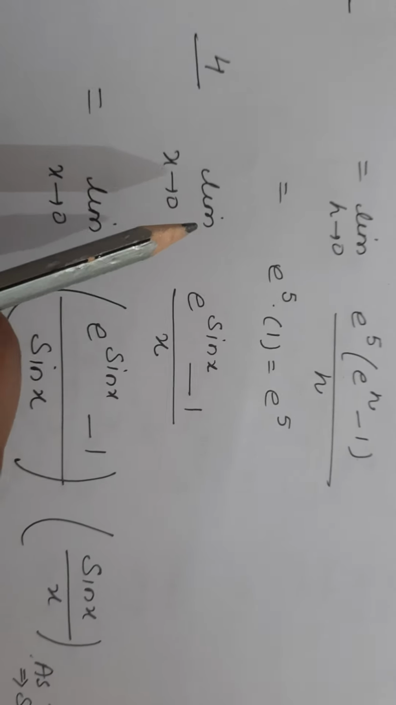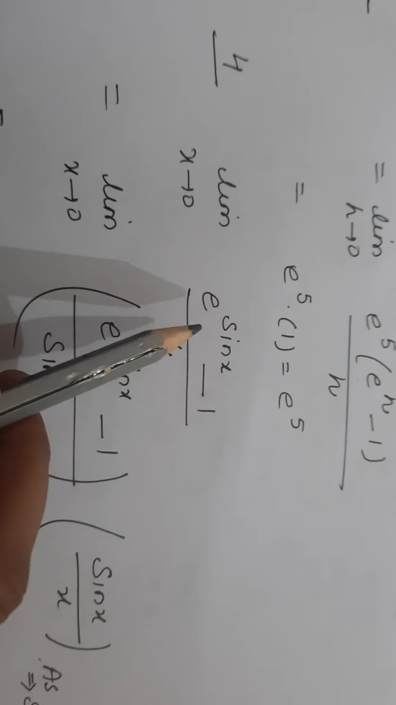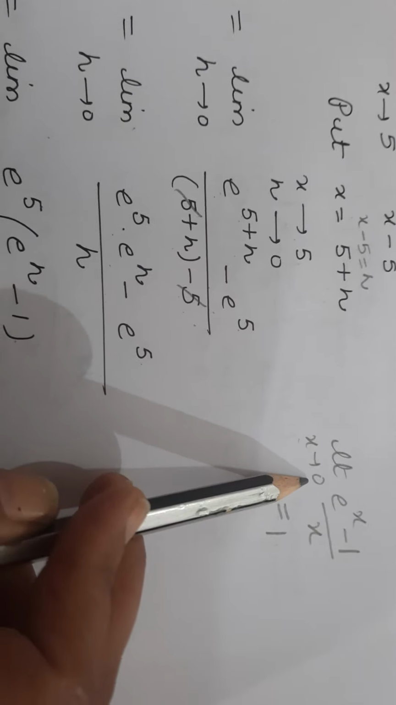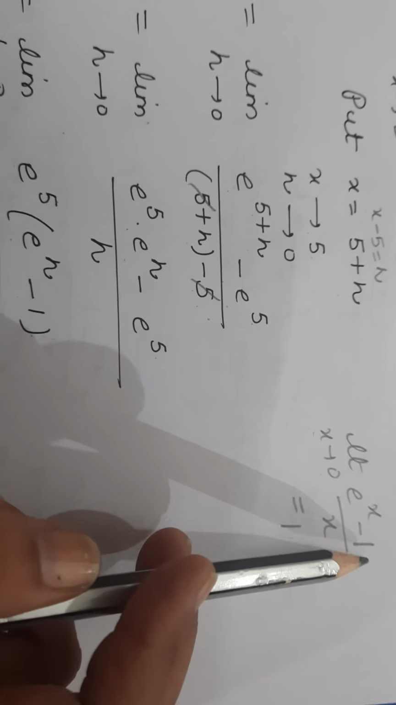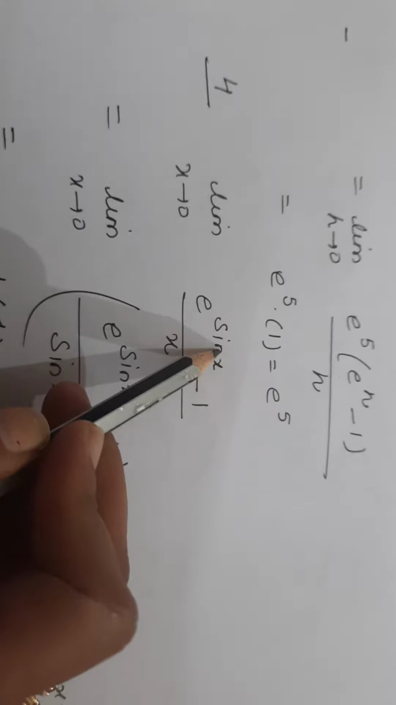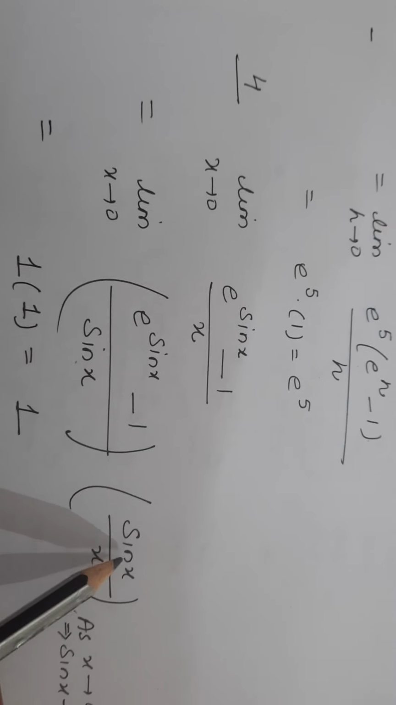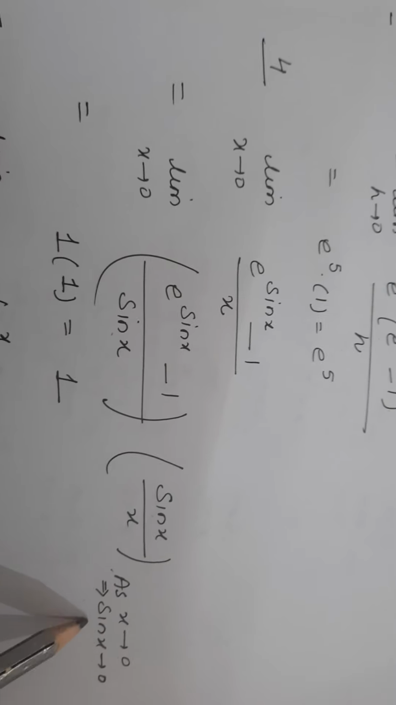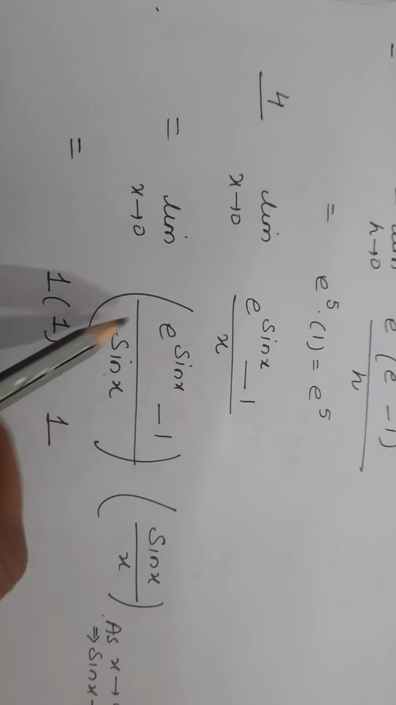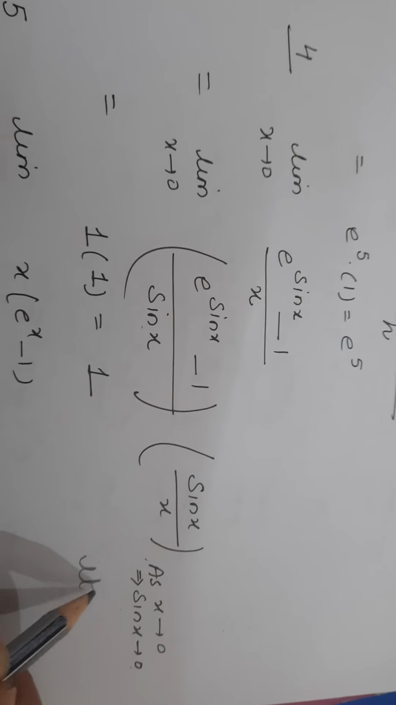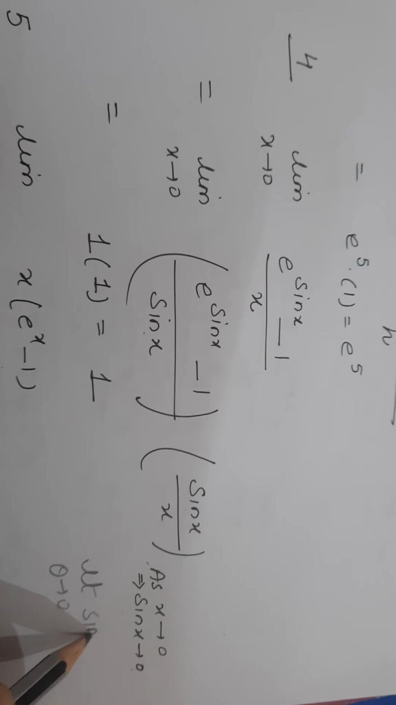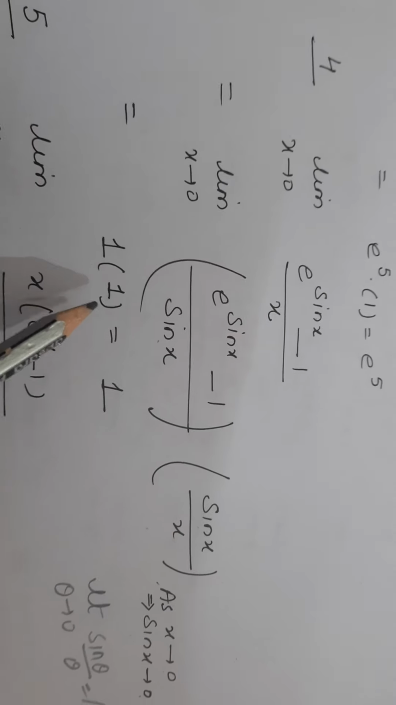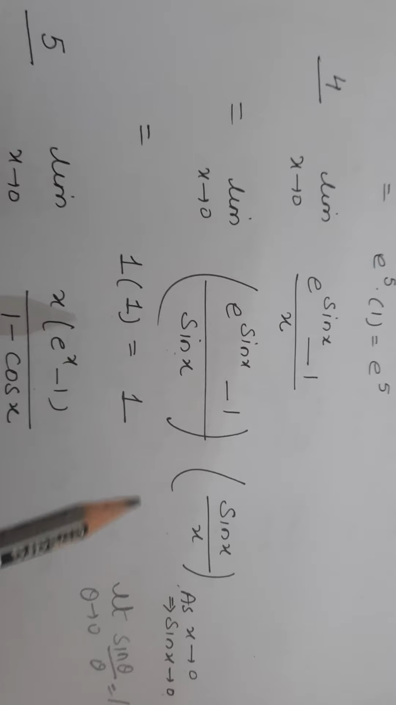Next question. Find the limit x tending to 0, (e^(sin x) - 1)/x. This is our formula: limit x tending to 0, (e^x - 1)/x is 1. Here you have sin x, so I'll divide by sin x and here multiply by sin x. As x approaches 0, sin x will also tend to 0, so that part is 1. And we also know limit theta going to 0, sin theta/theta is equal to 1. So limit x tending to 0, sin x/x is also equal to 1. So 1 into 1, your answer is 1.